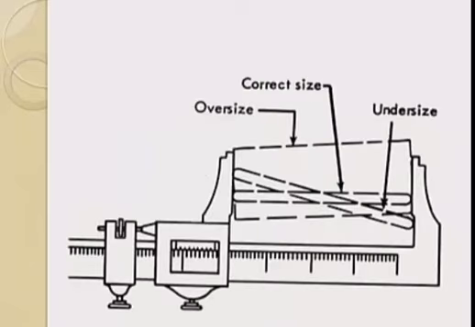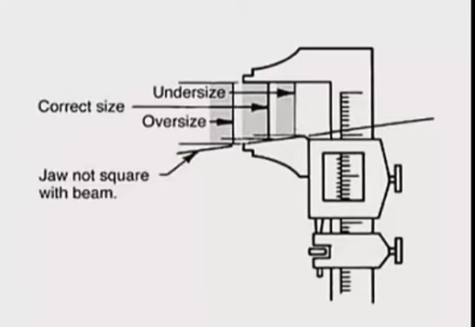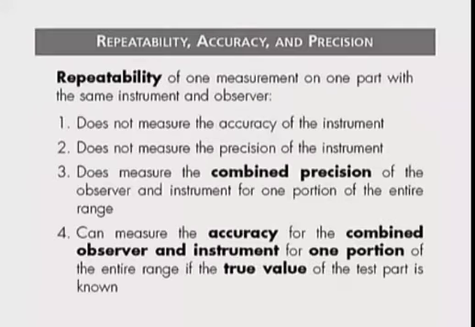Here you can see other errors. The correct size is when it's properly aligned. Undersized or oversized can occur when it's cocked. Also, look for wear. You'll get incorrect measurements if you have worn jaws. The jaws must be parallel. Otherwise you will get undersized and oversized measurements.